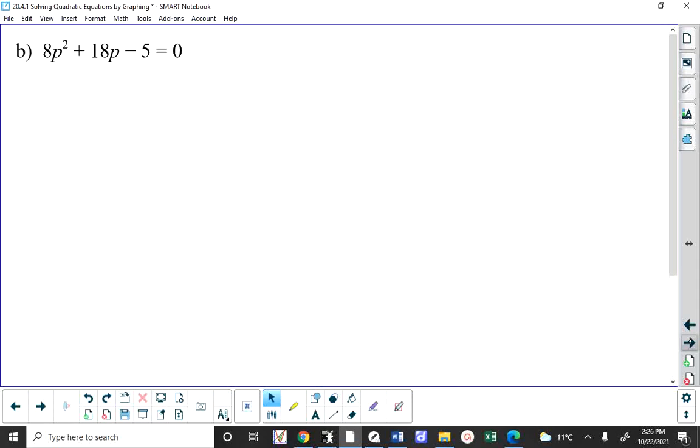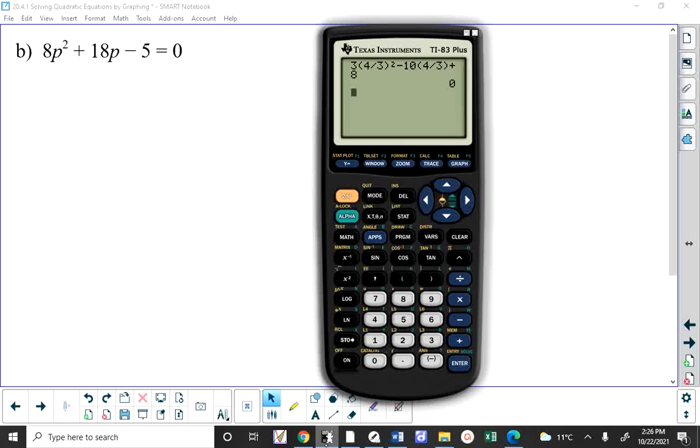All right, what about 8p squared plus 18p minus 5? Well, I'm going to do a lot less talking and a lot less writing here and just cut to the chase. You need to graph it first. I hope that there's nobody in the room who's run into a brick wall because there's no x in the equation, that it's p, right? You're just imagining that it's x. It doesn't have to be x.